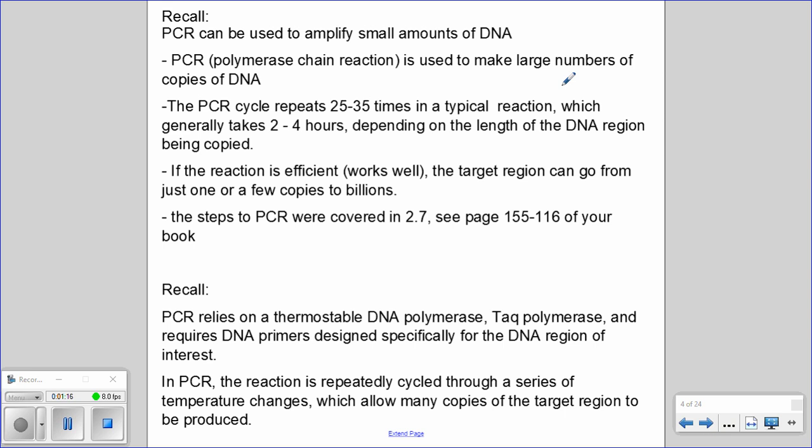Another thing to recall is that PCR does rely on a thermostable DNA polymerase, Taq polymerase, and requires DNA primers designed specifically for the DNA region of interest. In PCR, the reaction is repeatedly cycled through a series of temperature changes, which will allow many copies of the target region to be produced.